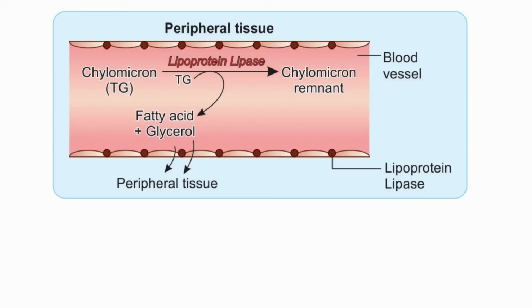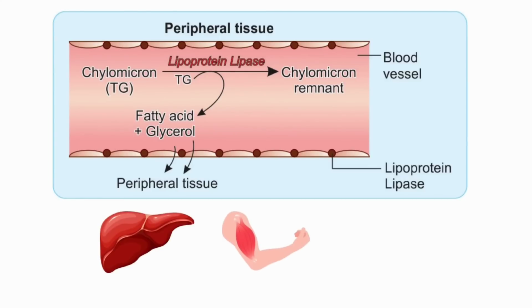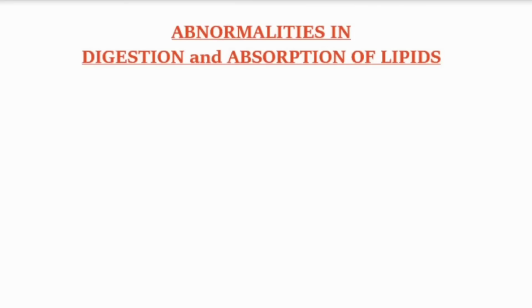As triglycerides are released, the chylomicron transforms into a chylomicron remnant after acquiring additional apoproteins ApoE and ApoC from HDL. Fatty acids are taken up by tissues like liver and skeletal muscle for energy production by beta oxidation, and by adipose tissue for storage. Now we will see abnormalities in digestion and absorption of lipids.